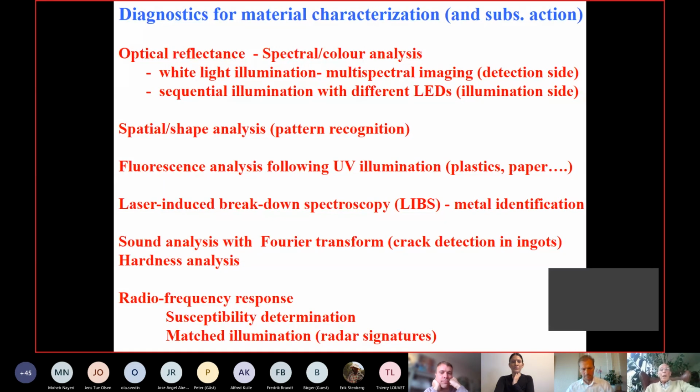illumination side instead. The other way to do that, not just use the spectral response, wavelengths, colors, of course, is to use spatial or shape analysis, which is basically pattern recognition. Fluorescence is a very useful technique. UV illumination, and we get the fluorescence at longer wavelengths, papers, plastics, and so on, come out very easily that way. Laser-induced breakdown spectroscopy, or LIBS, we mentioned that before here, for metal identification.